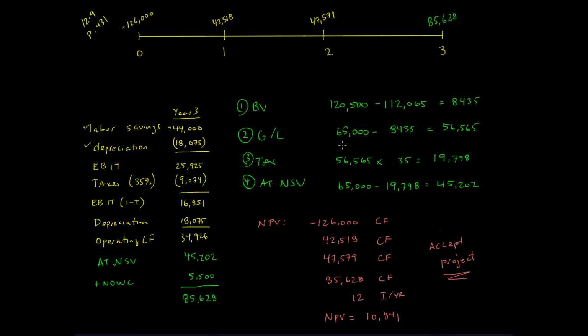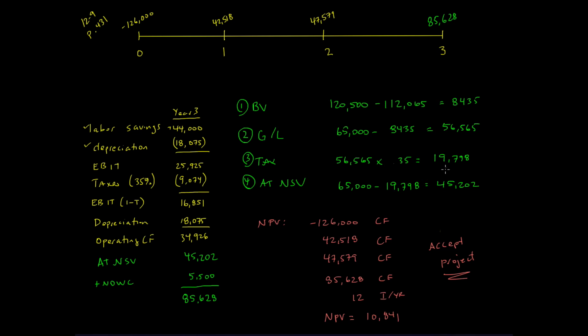The second thing I need to do is determine whether or not I have a gain or loss. I'm able to sell this machine on the market for $65,000 with a book value of $8,435. That's a gain of $56,565. Step 3 is to determine the tax on the gain. The gain is $56,565. My tax rate is 35%.